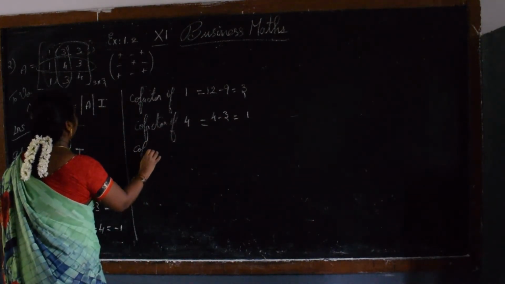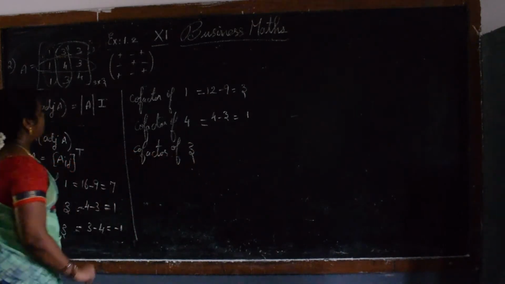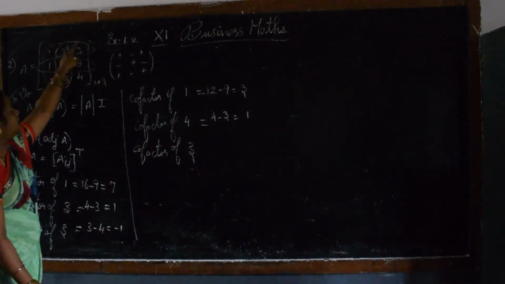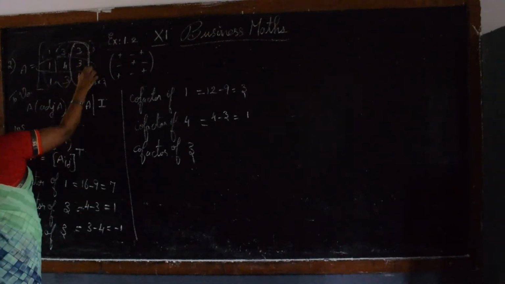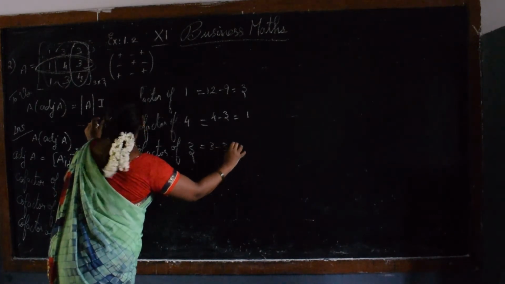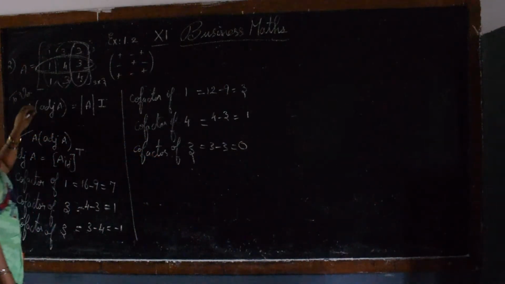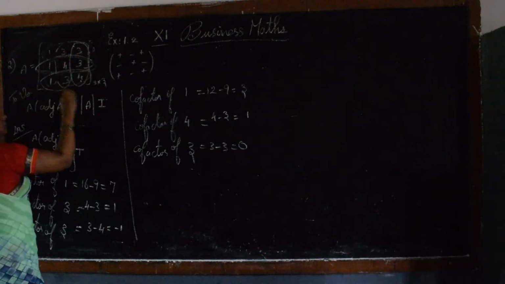Next, cofactor of 3. What is the answer? This 3, eliminate this column, eliminate this 3 and this. 3 minus 3, you will get 0. Have you understood, children? Next take the third row. You are going to take the third row. I am going to take.